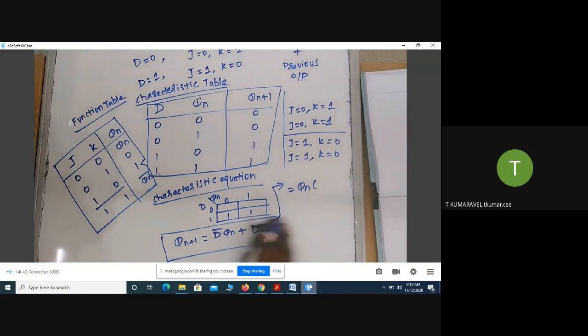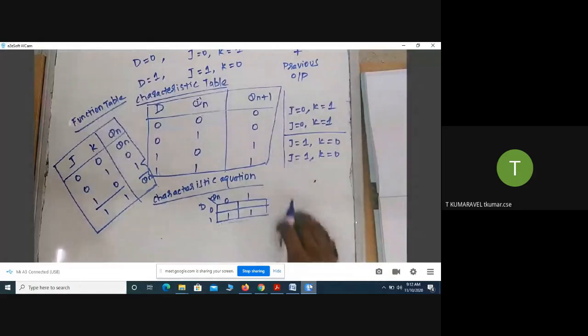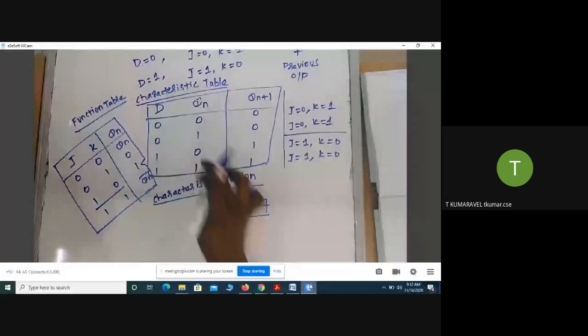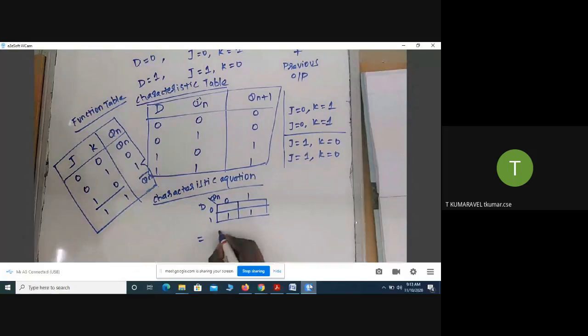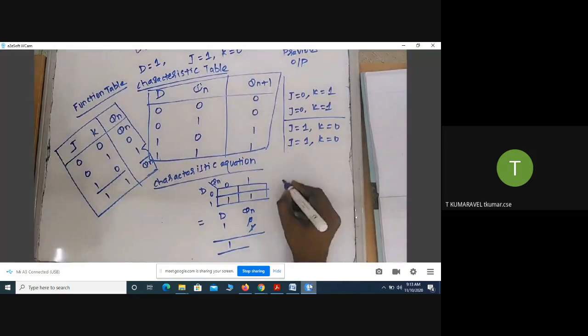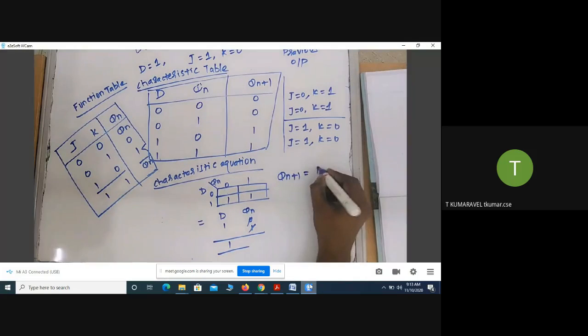Sir, I wrongly wrote the table earlier, but even so you did not identify the error. Sir, here 1 0 1 0 1 0 1 1. Okay, now we can minimize it. How do you do that? D and then Qn. Okay, what happens, sir? This is a constant. The rest of the values are changing 0 1. These are cancelled. Only the remaining value is 1. The characteristic equation for D flip flop is only D.